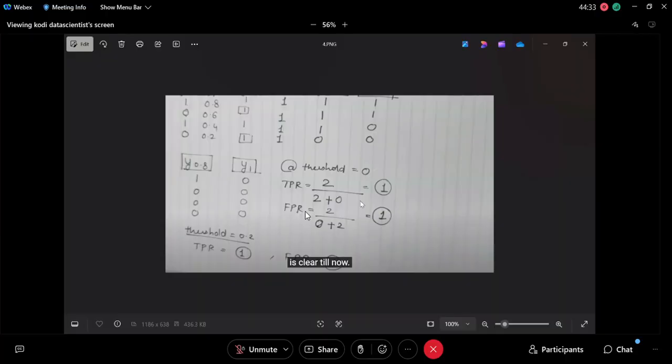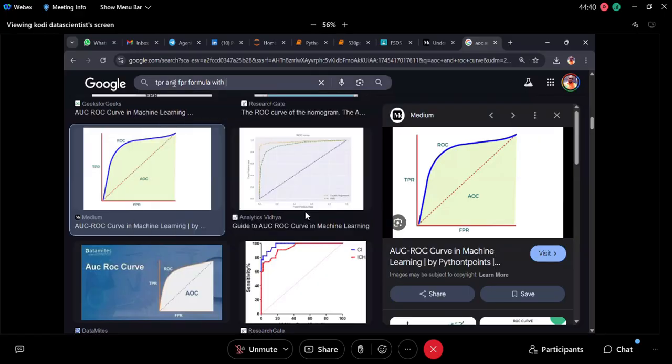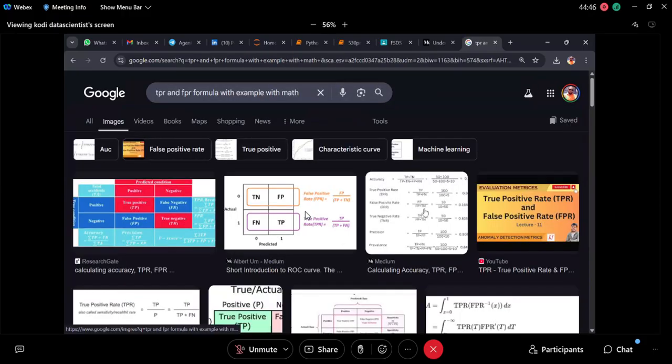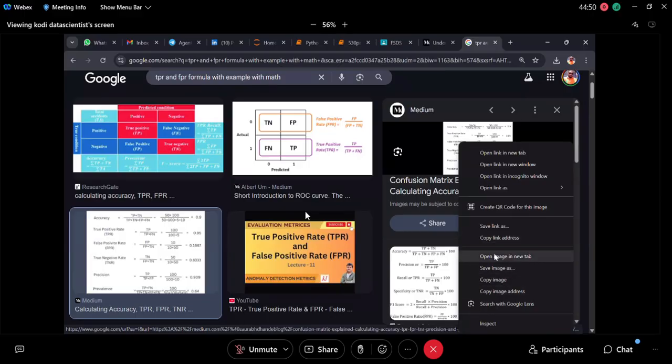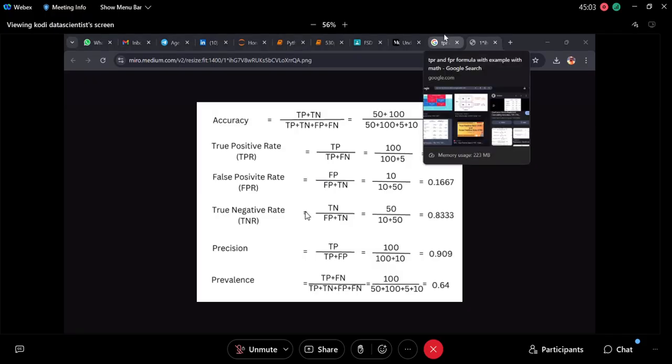Here, this is the number, guys. If you don't know, just go here, search for TPR and FPR formula with examples, with math. Do you see all these equations as given? Right click, open image in a new tab, just go here. Did you get the whole thing? You get 0.1, 0.8, 0.9. Do you get these values? Understood, Basharat? You can try that.